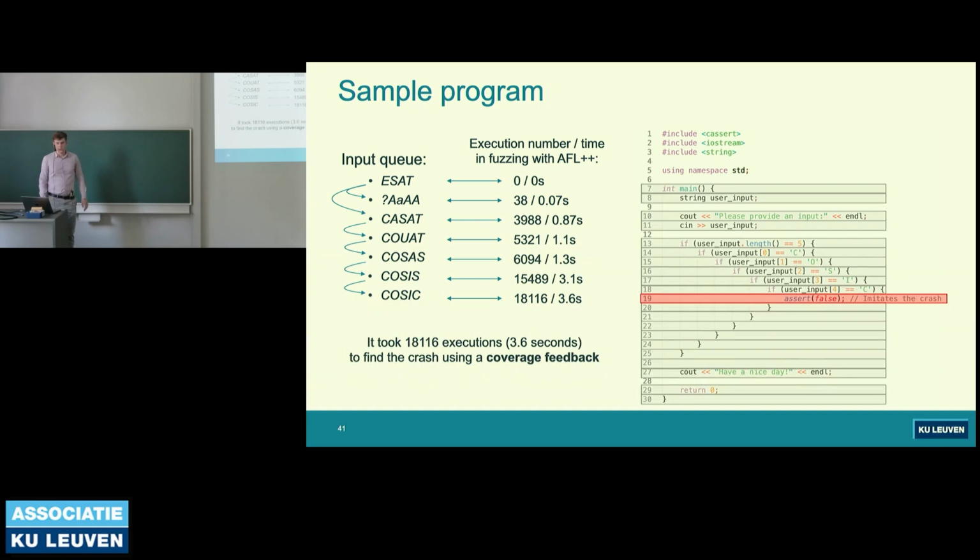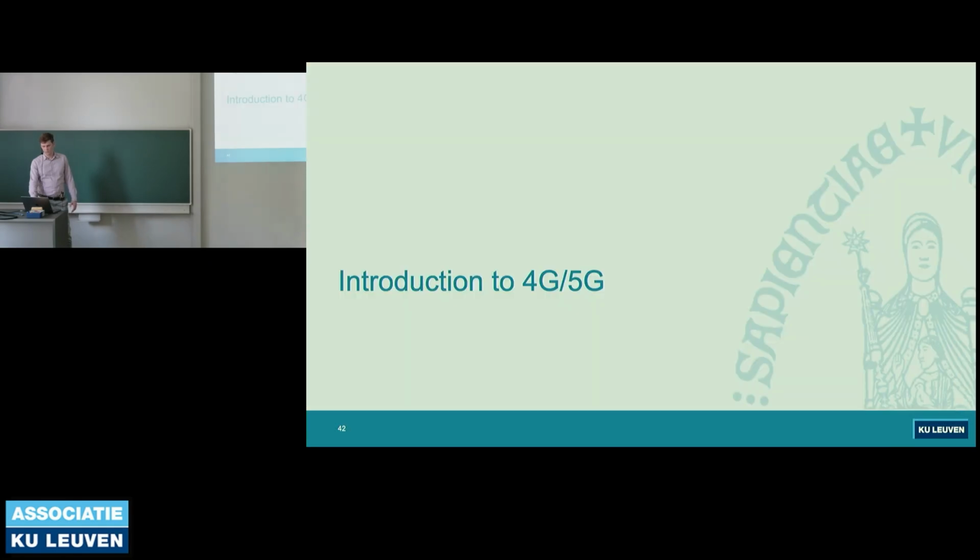All right, so that was a quick introduction to the fuzzing classification, and a quick example of how AFL++ works. Now we're going to move on, and before discussing the fuzzer for 4G and 5G systems, I want to give you a very quick introduction to 4G and 5G, just 2 slides.